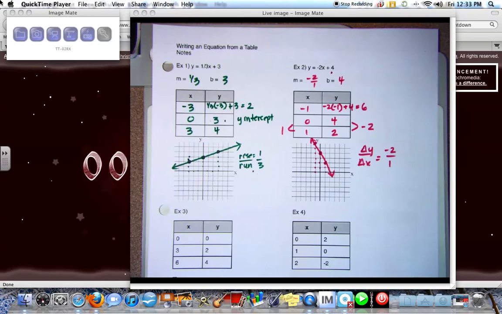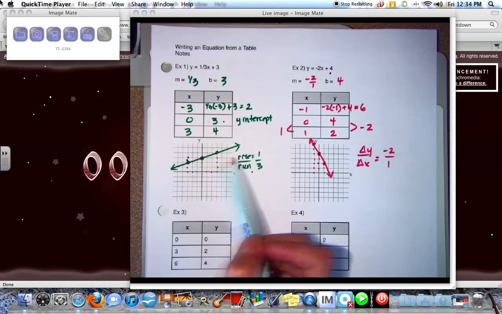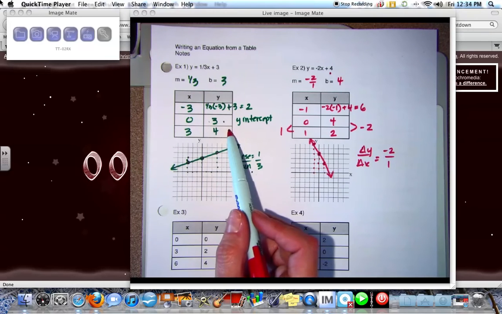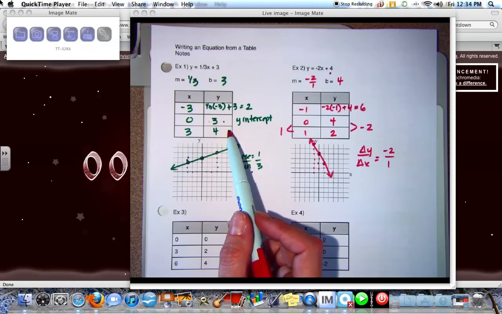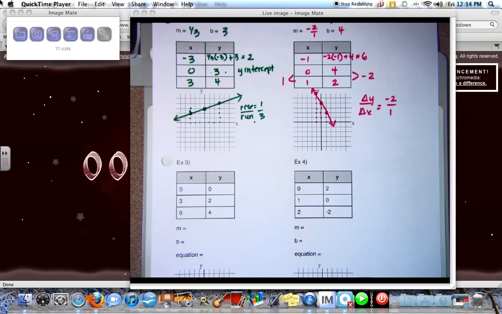So what I want you to see is that you can take an equation and graph it. You can find the slope from the graph. You can find the slope from the table. There's lots of different ways, lots of different things that we can do with this data. Example 3, we're just given a table. We need to find the slope, the y-intercept, and then write the equation.